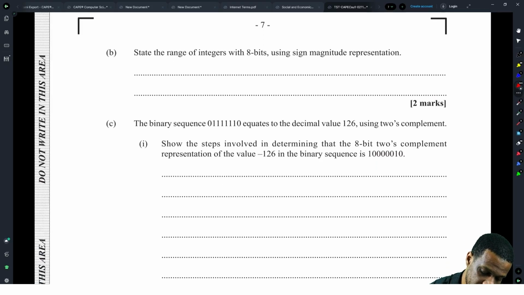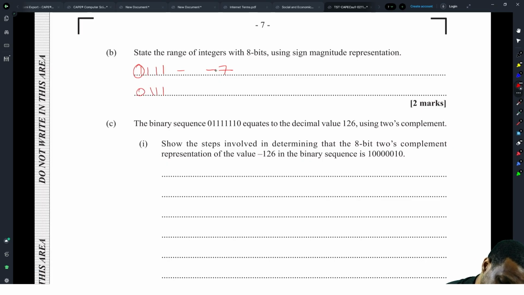Alright, so the range of integers with 8 bits using sign and magnitude representation. Alright, so your highest possible value with sign and magnitude is if you have 1, 1, 1, 1, that means this here is the sign. So that means the best that you can get there is -7. And then if you have 0, 1, 1, 1, the best that you could get will be, oh no, it's 8 bits. My bad.